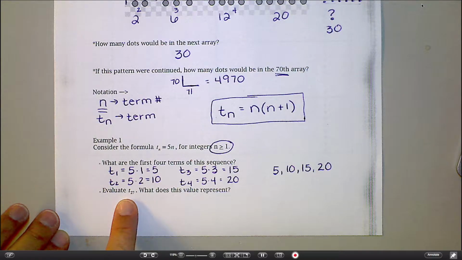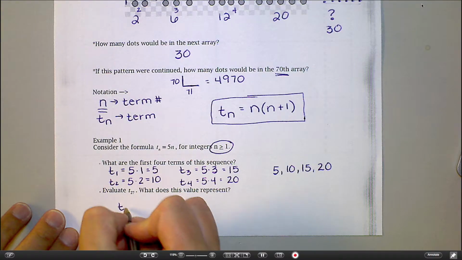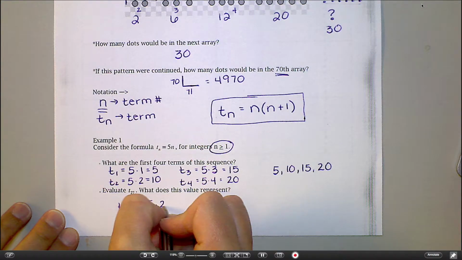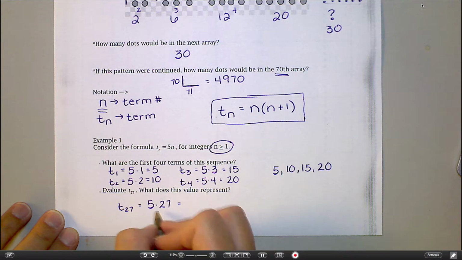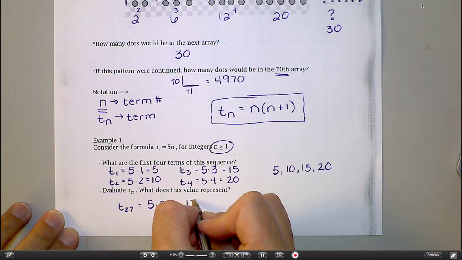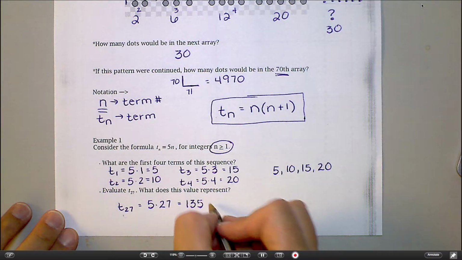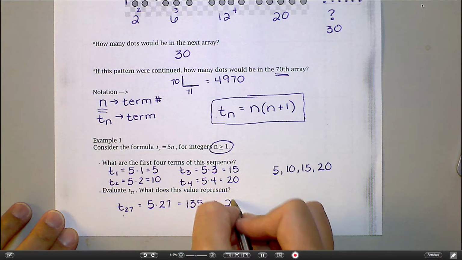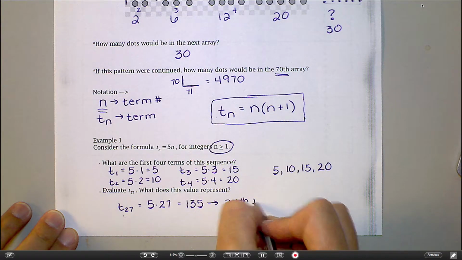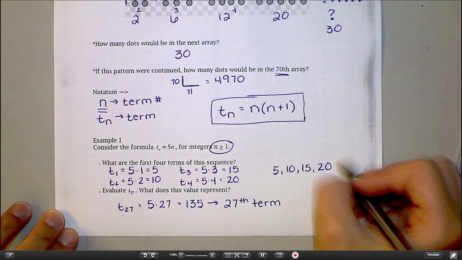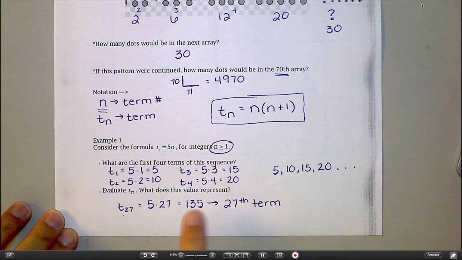So when it says evaluate T27, I'm going to do 5 times 27, which is, let's see, I believe it's 135. And then what does this represent when you see T27? That means that this is the 27th term in this sequence. So if I continued this sequence out to term number 27, this is what it would look like.